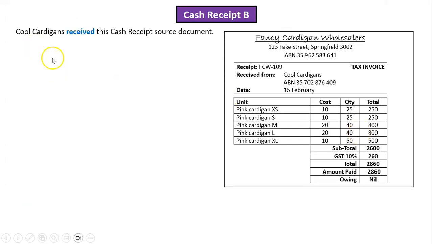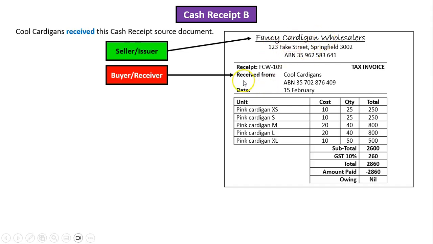We can not only issue cash receipts, but receive them too. In this case, we're Cool Cardigans. What have we received a cash receipt for? So we can see here, this is for cash receipt B. The name of the seller or issuer is Fancy Cardigan Wholesalers. There's their details, and our name is here. So usually in our subject, we'll say the seller's name or the issuer of the documents at the top, and the buyer or the receiver of the goods in this case is usually here.